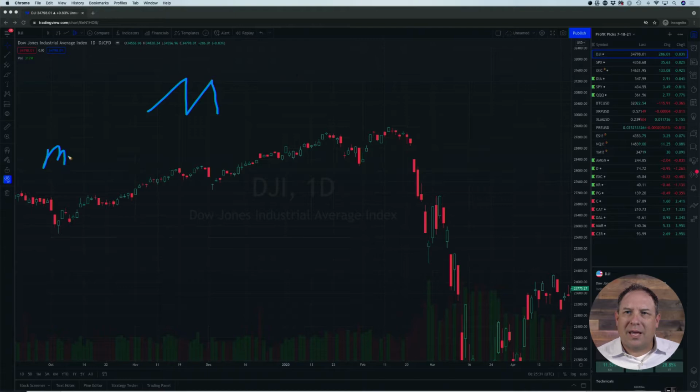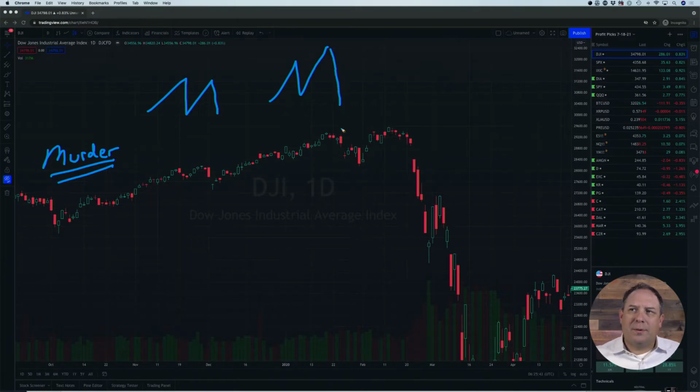And the old joke is M for murder, because whenever you see a double top, the trade's about to get murdered. It's about to go down. There's another variation of it which has a higher high, but it still puts in an M for murder. And again, same principle. When it drops below the neckline, that is a confirmation of the reversal. So I'll put the little neckline in there.